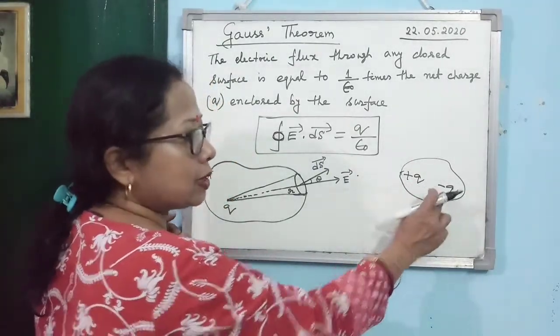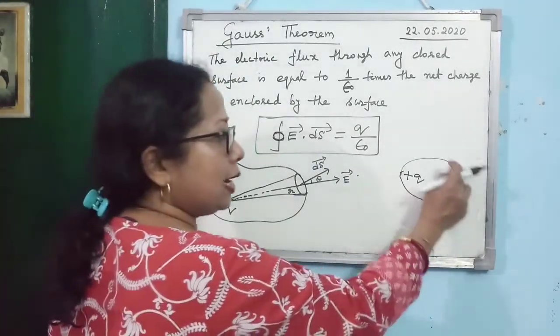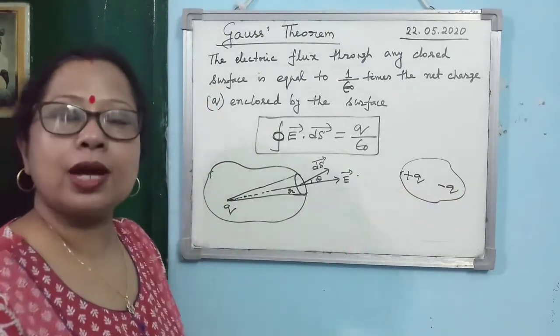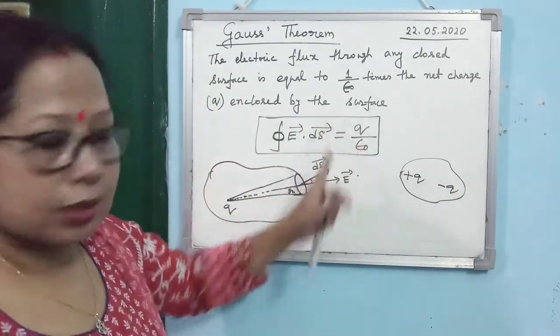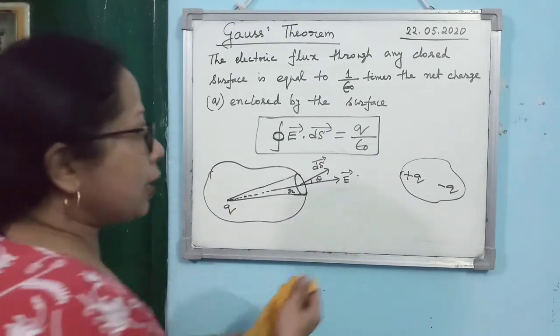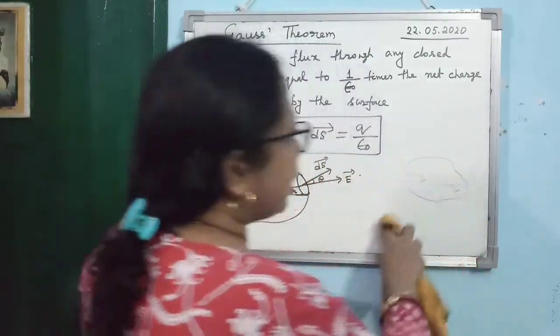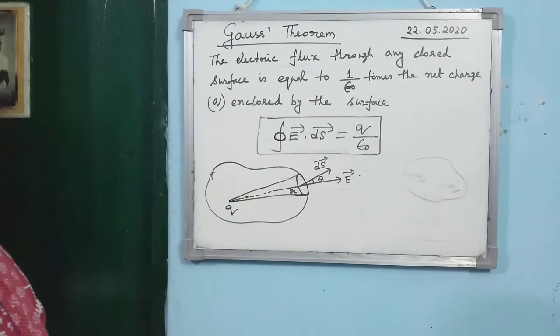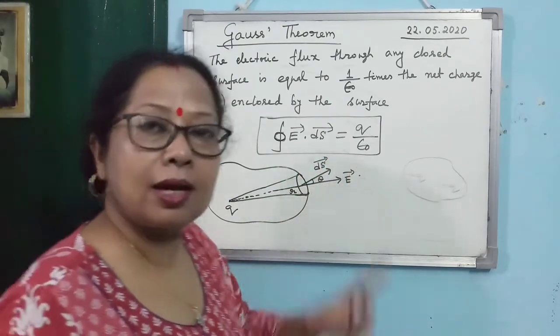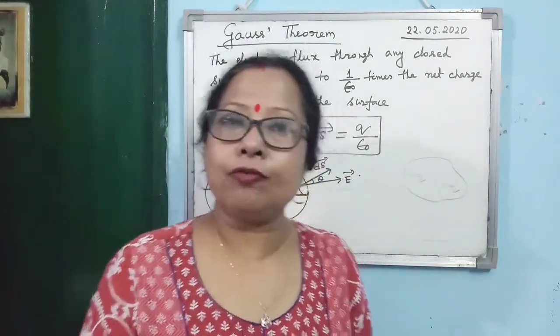Total charge enclosed by the surface is 0. So what will be the electric flux through this surface? Electric flux through this surface according to Gauss's theorem will be 0. And I hope you have not forgotten what epsilon naught represents. Epsilon naught is the electric permittivity of the free space.